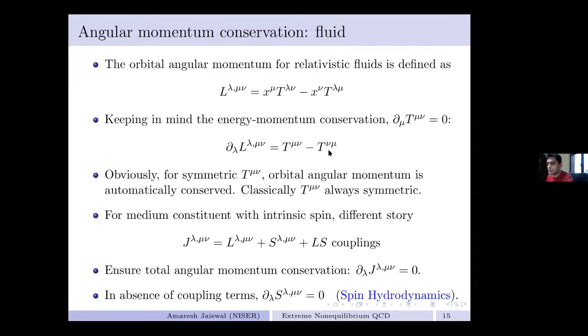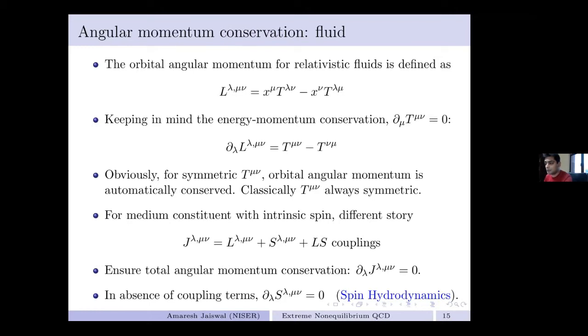But classically, T mu nu is symmetric. So ∂_λ L^{λμν} is conserved, so this orbital angular momentum is conserved, automatically, if T mu nu is symmetric. So this is very nice.